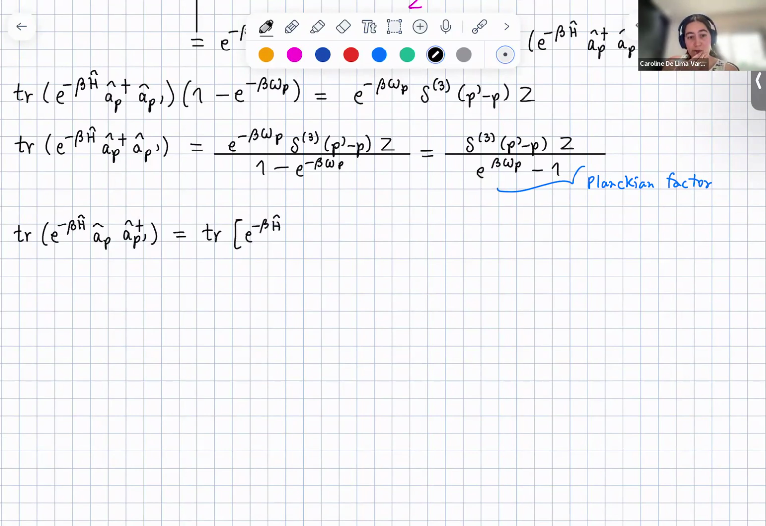I guess I'll start with... let me see. I think the best way would be to do the commutator first. Yes, I'll do the commutator. So A_P with A_P' dagger, right? And then I have to add back this A_P' dagger and then A_P.